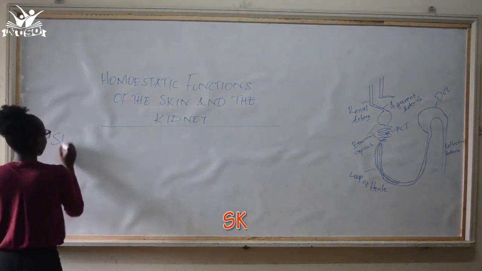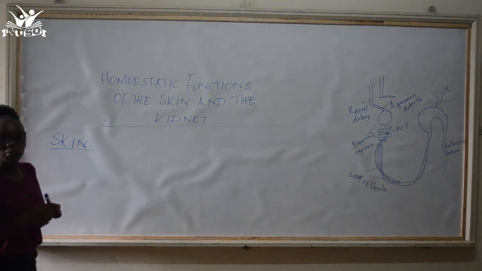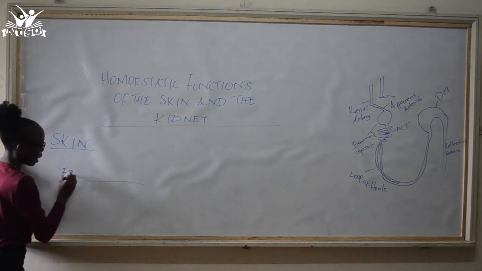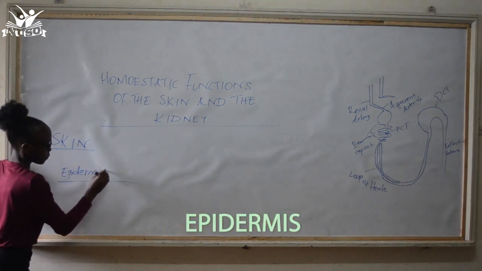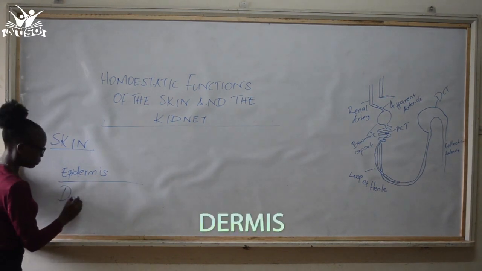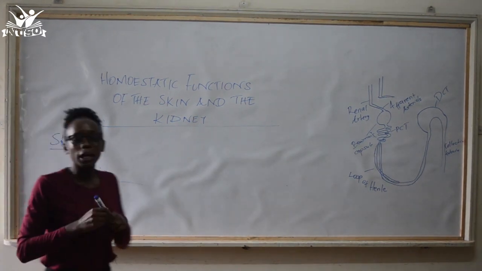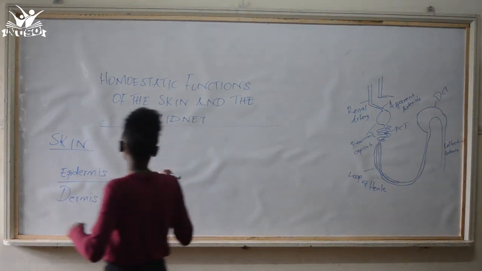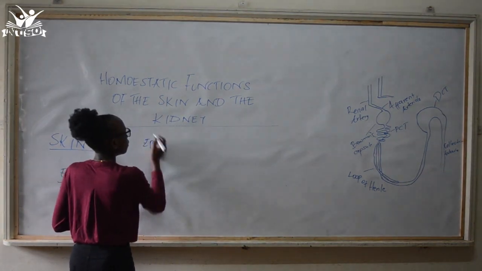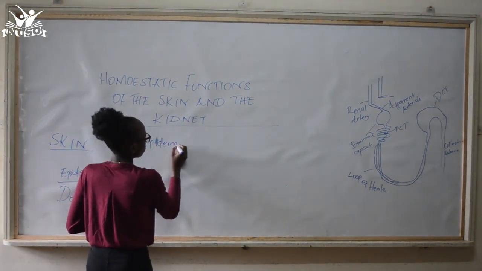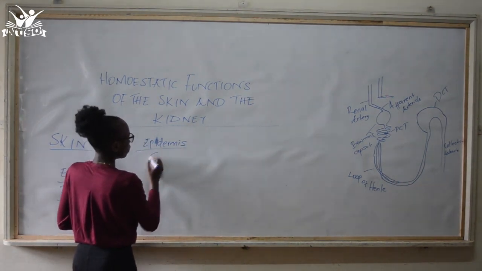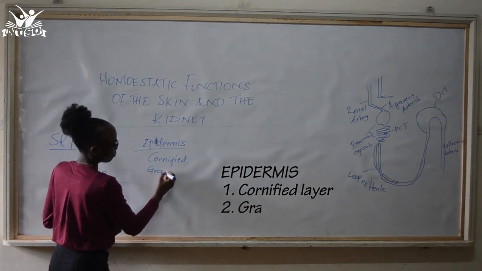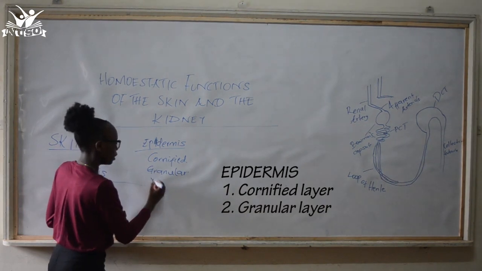The skin is made up of two layers. The outer, external layer is called the epidermis, and the internal layer is called the dermis. The epidermis, being the external layer, has three layers within it. It consists of the conified layer, the granular layer, and the malpighian layer.